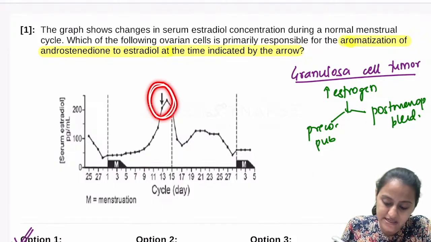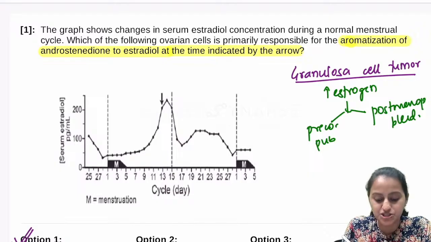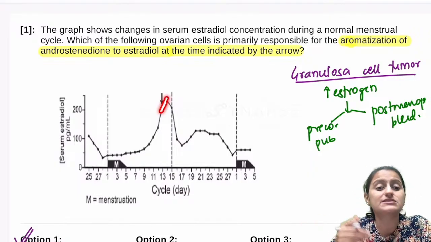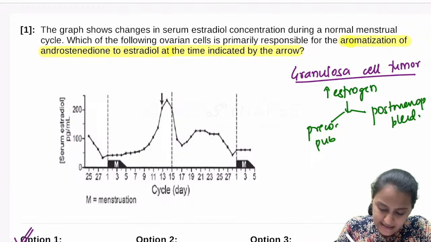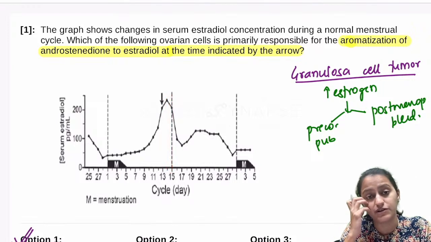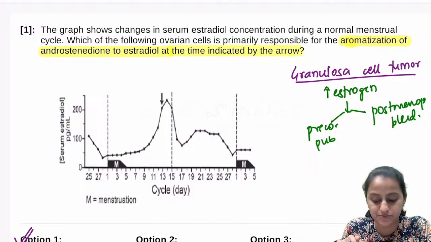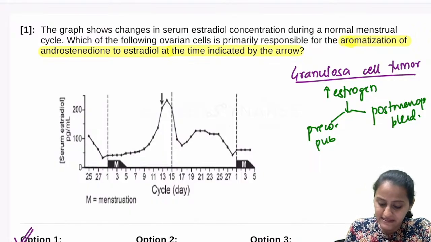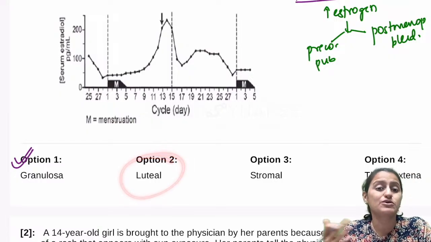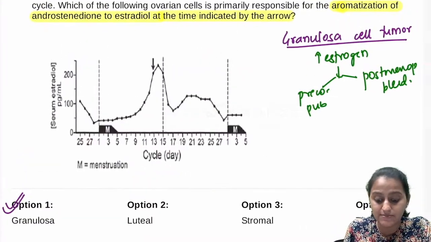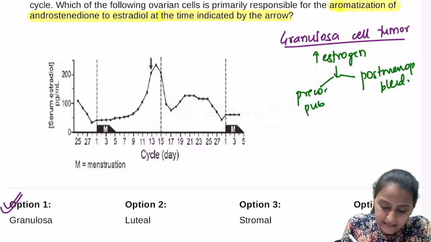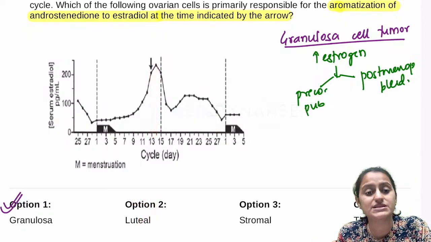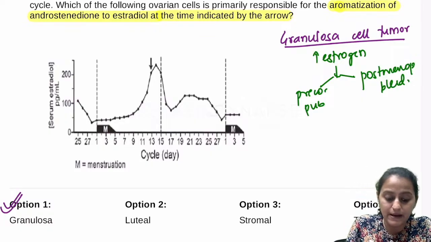This is where you see that just before ovulation, the rise in estrogen is what leads to the LH surge. Around mid-cycle, you will see the ovulation, the LH surge, which is going to be there. Is this clear with everyone? Definitely, it is not going to be luteal cell because luteal cell, corpus luteum, comes after ovulation. The arrow is showing before ovulation, so definitely it is not luteal cell. Is this clear with everyone?